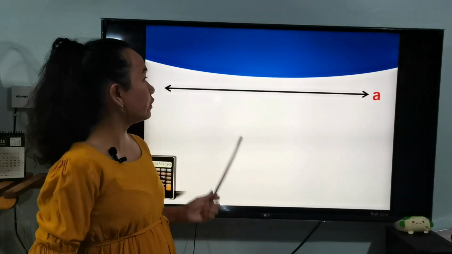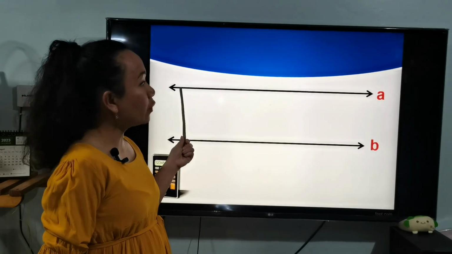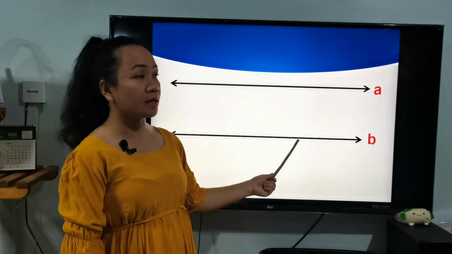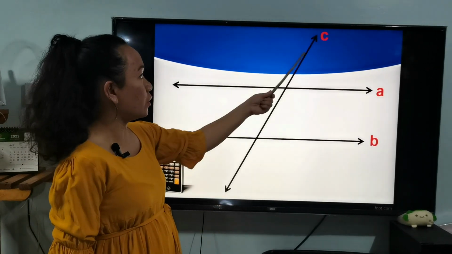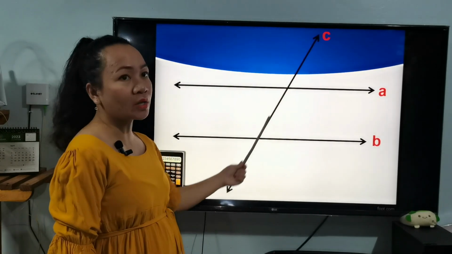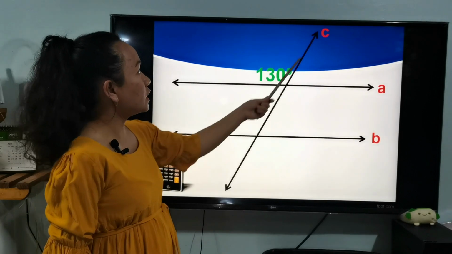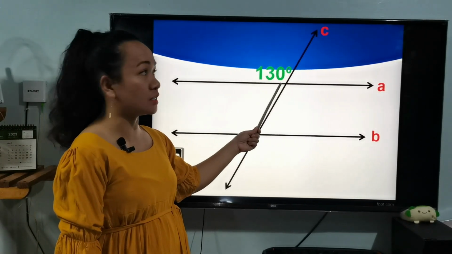Okay, we are given this line. Let's say this is our line A. Our line A is parallel to our line B. These two parallel lines are being cut by our line C. This is what we call the transversal. So let's say this angle is 130 degrees.